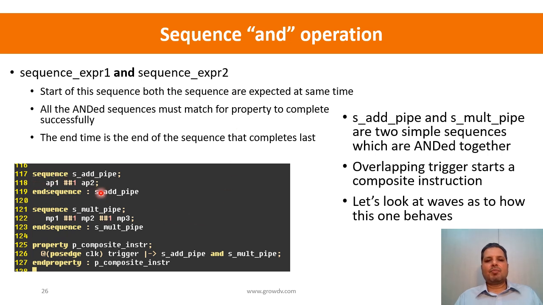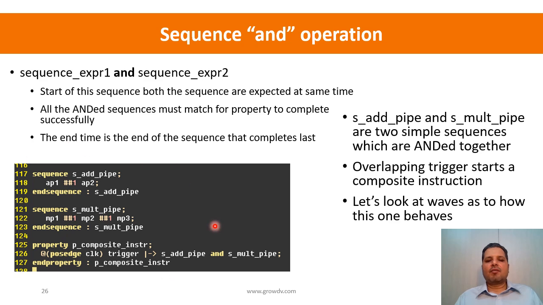So let's take an example. Let's say we have a sequence add pipe, and here I am saying AP1, 1 clock worth of delay, AP2, and this is the ending. And then we have a mult pipe. Mult pipe is another sequence where I'm saying MP1 followed by MP2 followed by MP3, and then I am doing the composition of these two. I am saying at the passage of clock, if there is a trigger, then I'm using the non-overlapping implication operator, and I'm saying add pipe and mult pipe. So this is what I am trying to do.